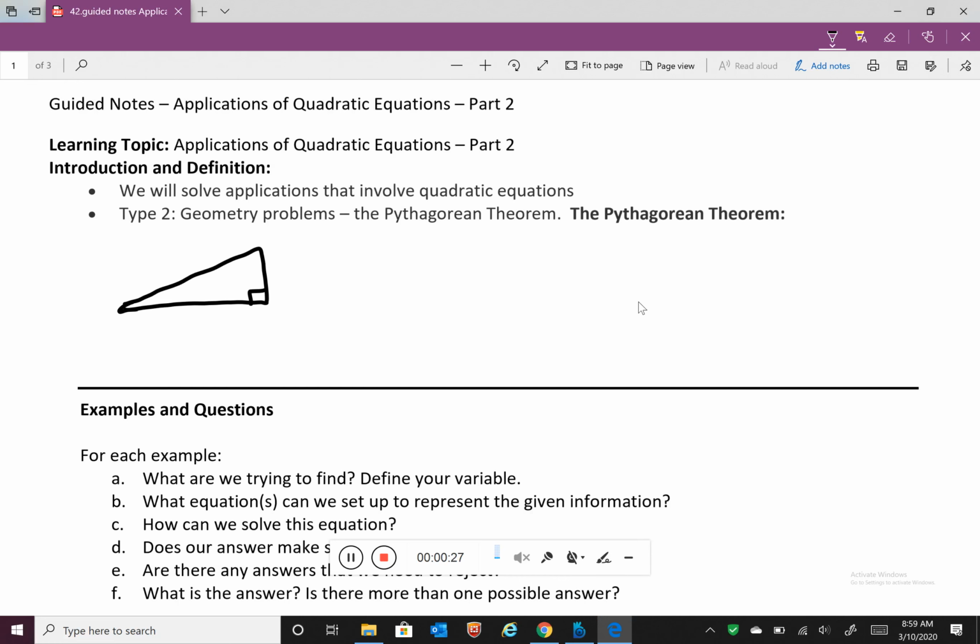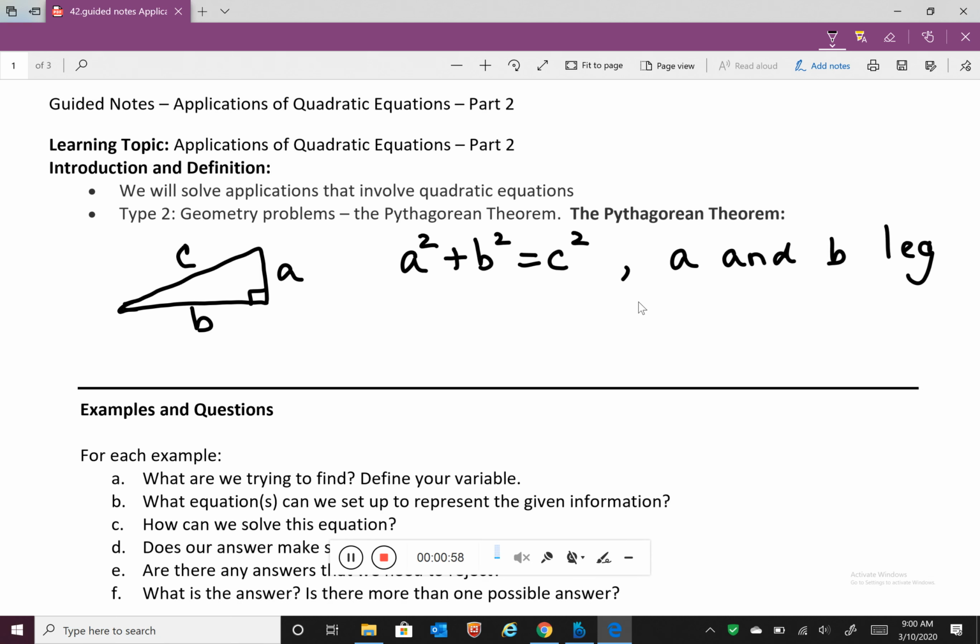triangles, and this is right triangle ABC with our two legs as A and B and the hypotenuse as C. And so the Pythagorean theorem is given as A squared plus B squared equals C squared, where again A and B are the legs and C is the hypotenuse.